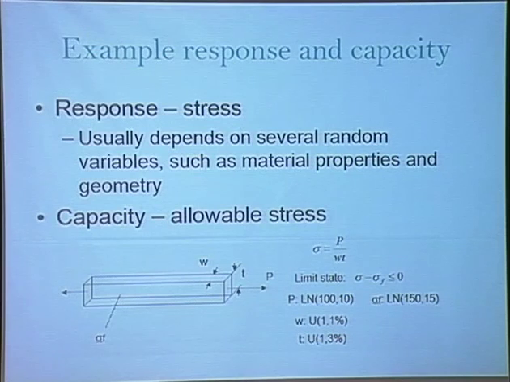Wouldn't the sizing variables usually be normally distributed? Which variables? Width and thickness? Like if you're specifying them all to be 1 by 1. Okay. So the question is whether the size variables like thickness and width would be normally distributed, and the answer is no.